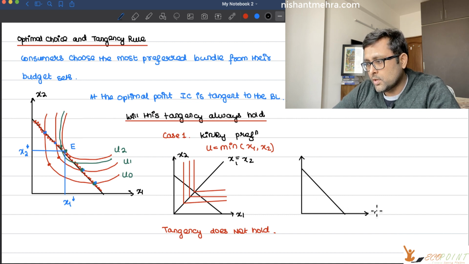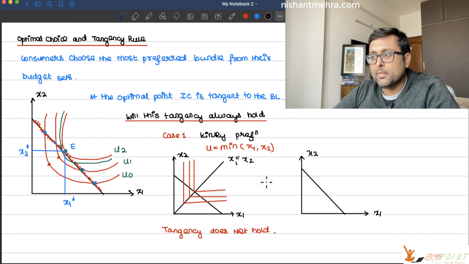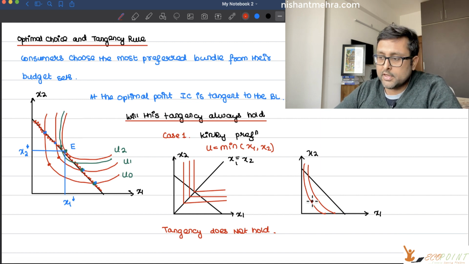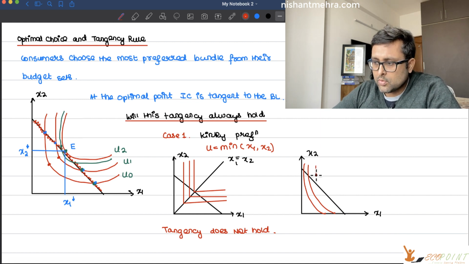There's another condition also, for example, corner solution. So this is what x1 is, this is what x2 is, and this is my budget line. But supposedly my indifference curves look like this. Given this black budget line, what is the highest indifference curve I can draw? Is this the highest one? No. I can go still further. So this point.